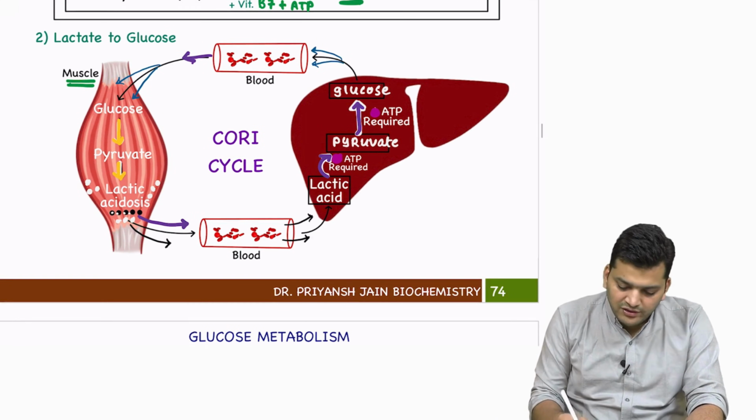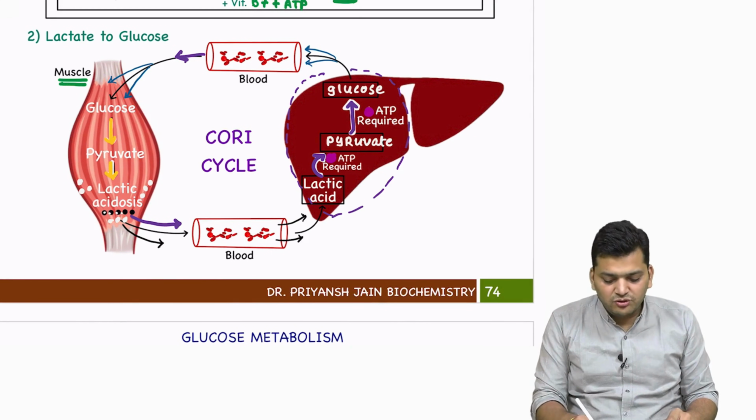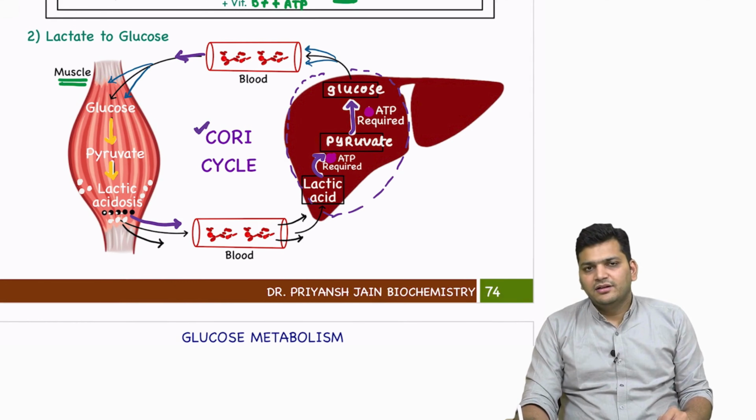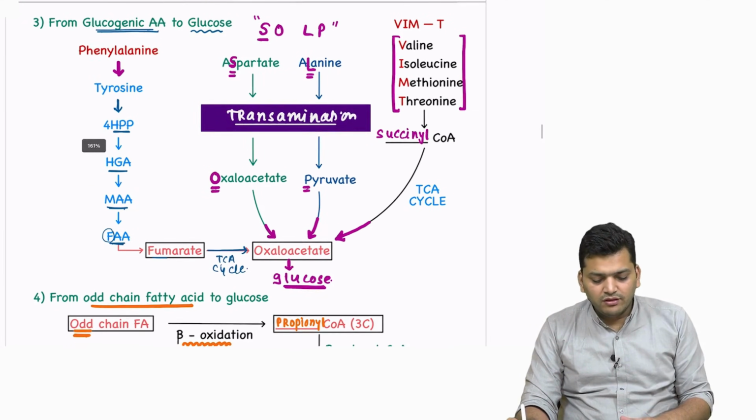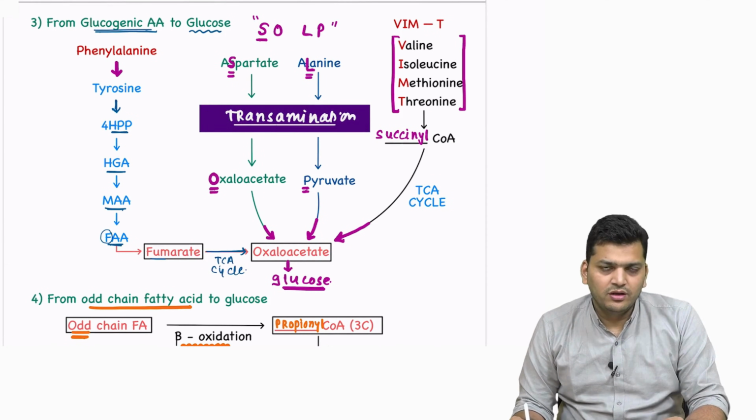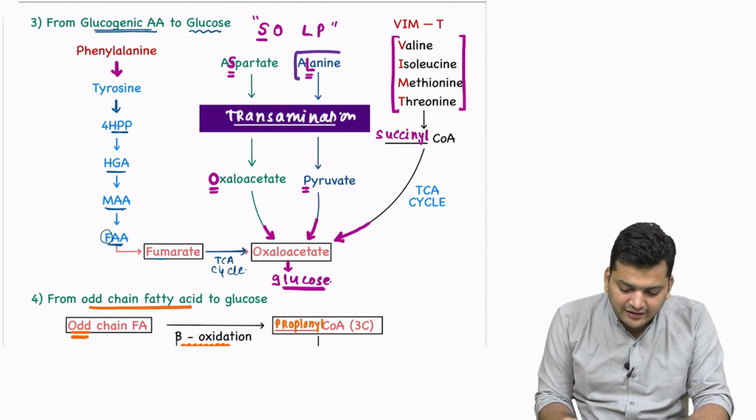So actually, we were supposed to discuss only this much part. This is the gluconeogenesis from the lactic acid, but the entire cycle is actually called the Cori cycle. This is called the Cori cycle. Then the next is how we are going to convert the various amino acids into glucose. The most important amino acid from which we make the glucose is alanine.